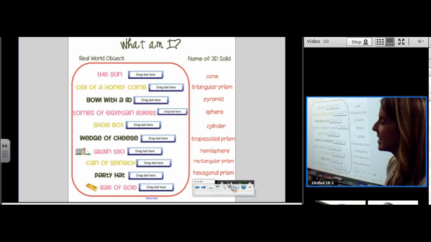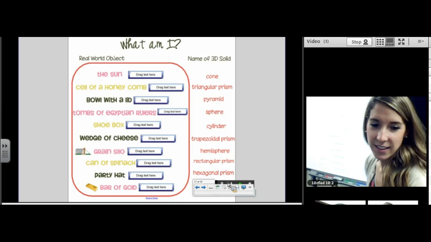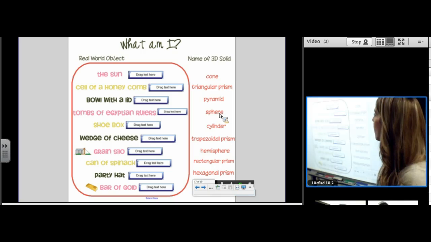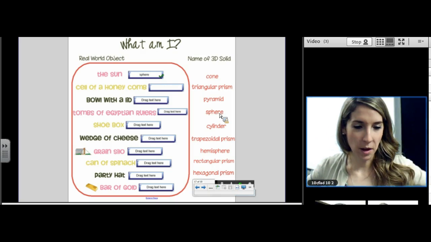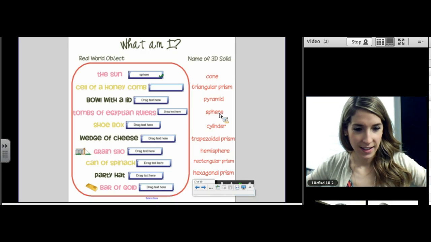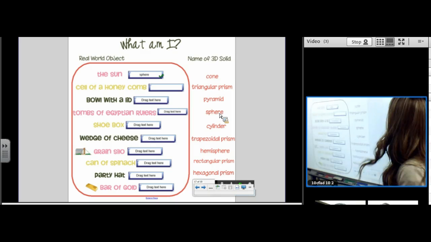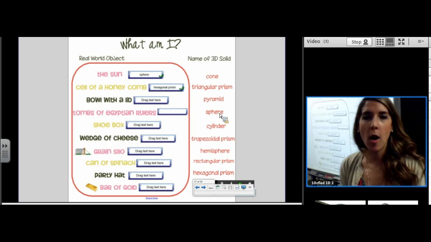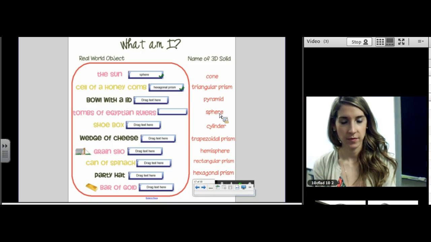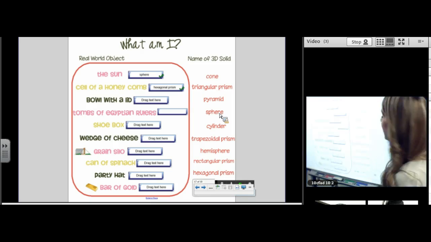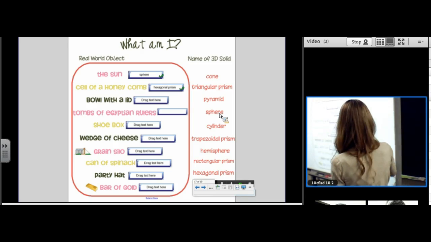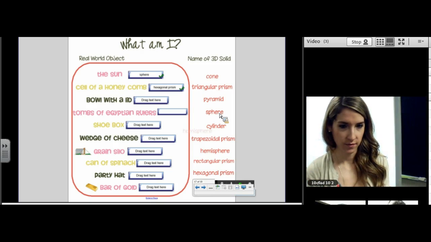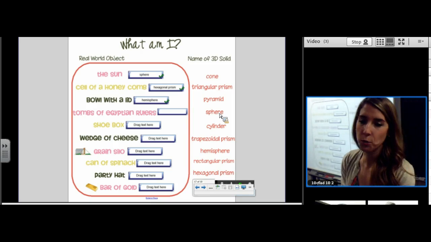The sun. What is the sun? It's a sphere. What is the cell of a honeycomb? Here's a real-world example of a hexagonal prism. Ooh, what is a bowl with a lid on it? Good. It's a hemisphere. No, guys, picture a bowl. A bowl is a half of a sphere. It is a hemisphere. Ooh, what about the tombs of Egyptian rulers?